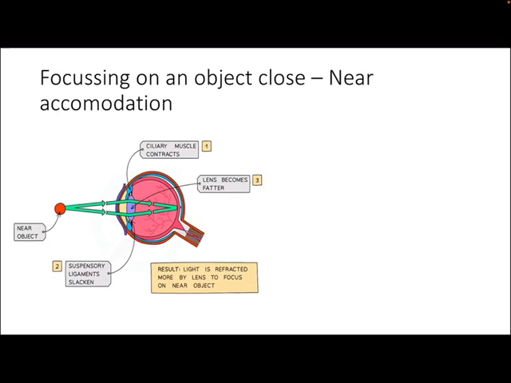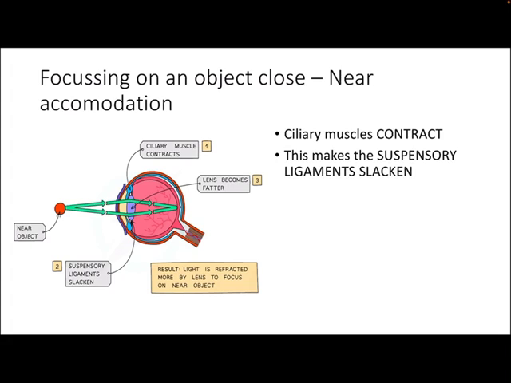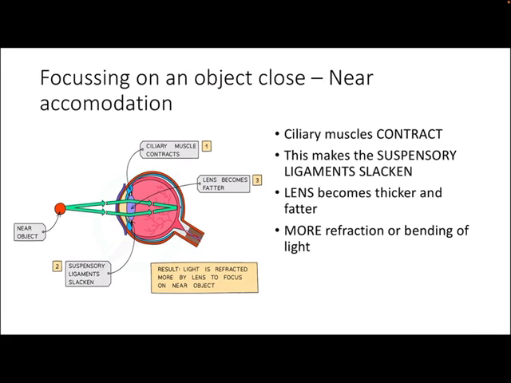Near accommodation is what we would call focusing on an object that is close. A number of things happen. The ciliary muscle contracts. This causes the suspensory ligaments to slacken, which in turn means that the lens becomes thicker and fatter. That means that the light gets refracted more, or bent more, as it enters. Therefore the image will form at the back, on the retina.